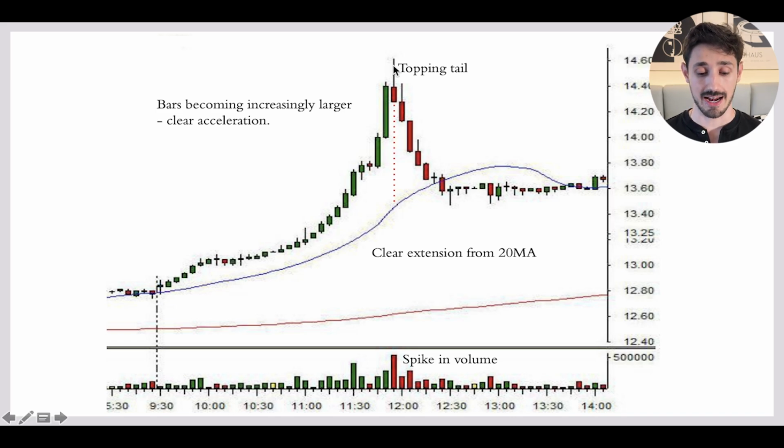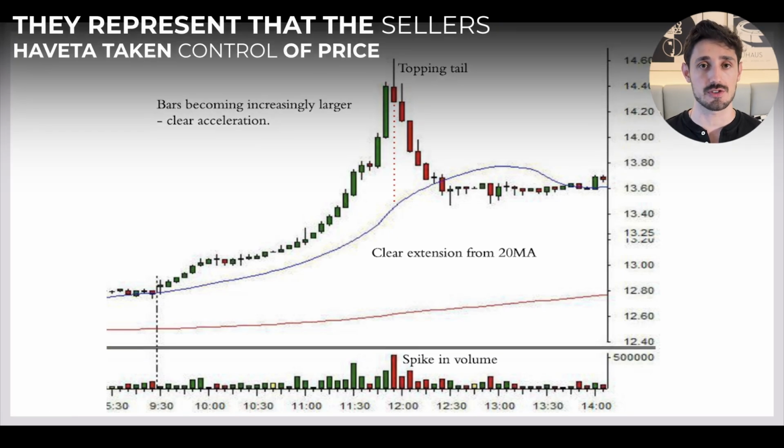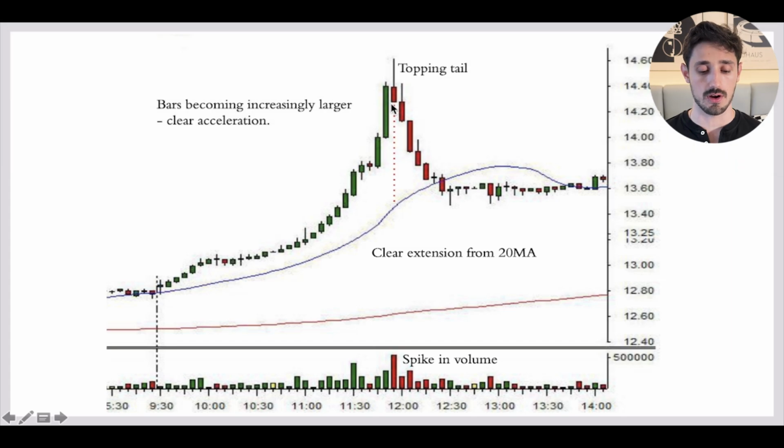In this case, we got a massive topping tail. So what do topping tails represent? Well, they represent that the sellers have taken control of price. So the entry would be under the lows of the topping tail, and the stop loss would be over the highs of the entire move up, or over the highs of this topping tail.